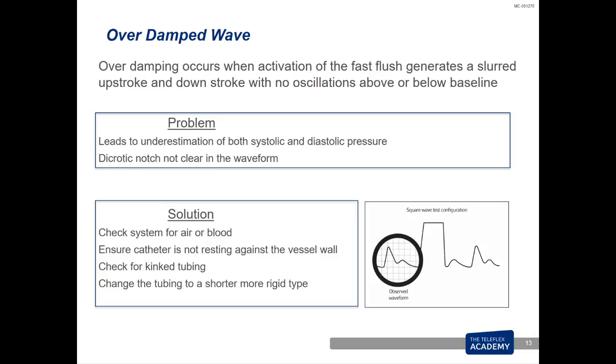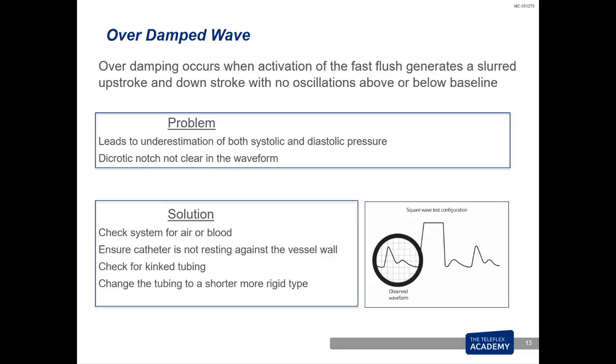So the solution really is to check to make sure there's no air or blood in the transducer setup. Make sure it's flushed very well and that there's no visible air or blood that should be removed. Ensure that the catheter is not resting against the vessel wall. This might be from a positional insertion. You can actually manipulate the wrist slightly if it's in the radial region. You can use an arm board if required.